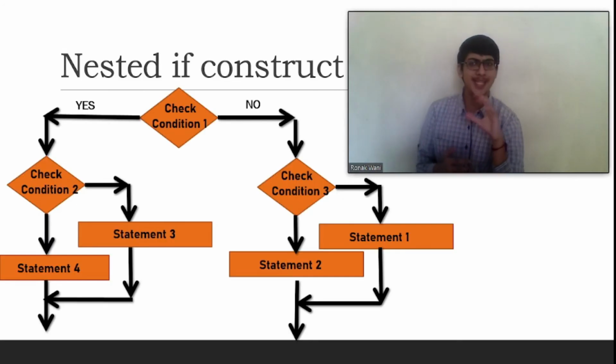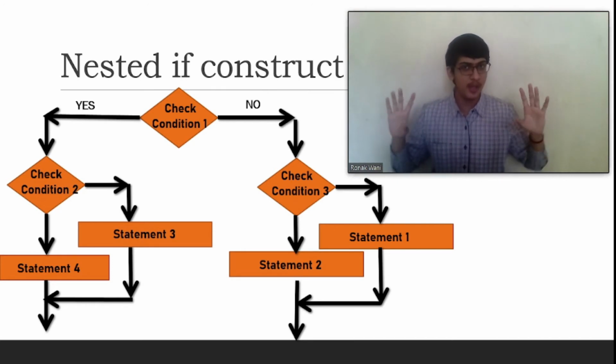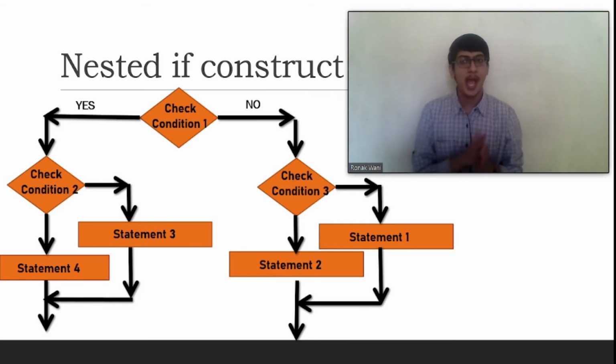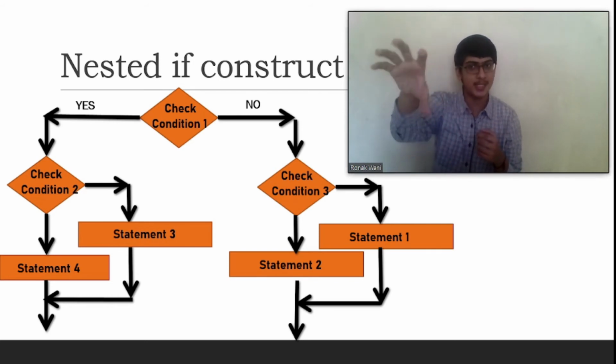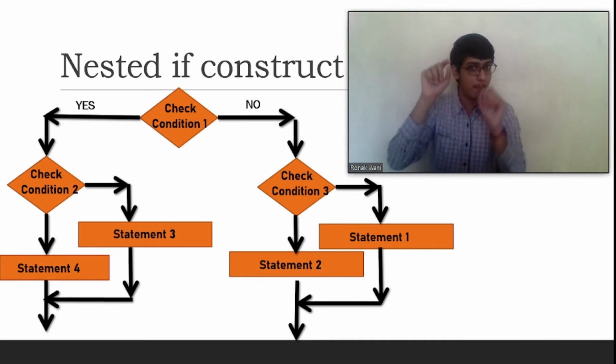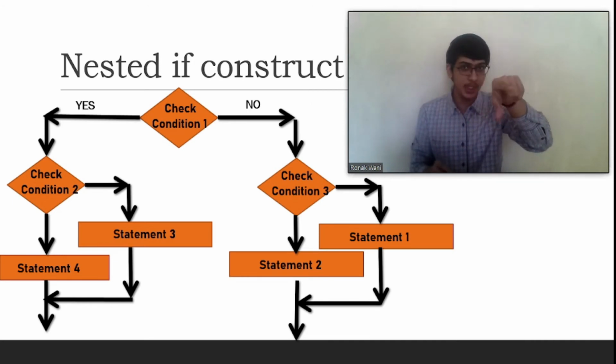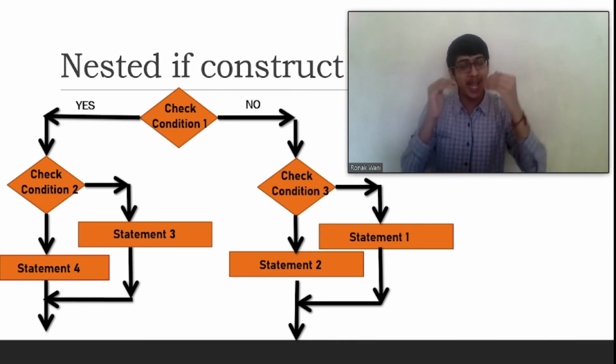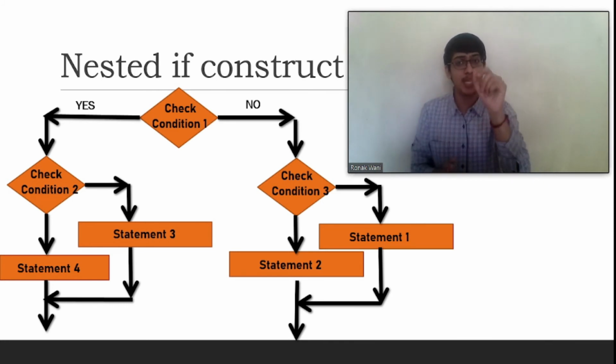So as you can see here, here is a nested if construct diagram. So what is this diagram exactly? In this diagram there is a main condition, check whether condition 1 is true or not. And you can see on the arrows I have written yes and no to indicate that if condition 1 is true, then there is check condition 2 inside that if condition 1 block. Otherwise, that no arrow shows the else block, and inside the else block there is a condition 3 and there are statement 1 and statement 2.